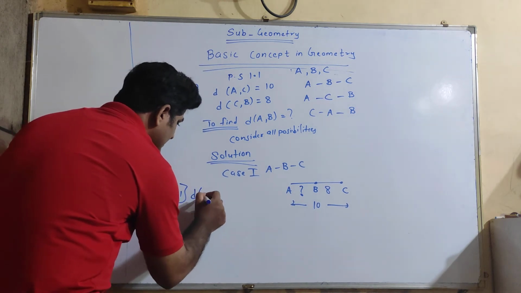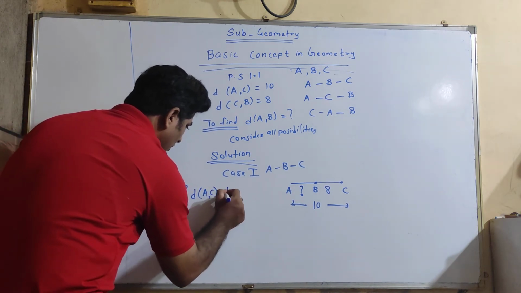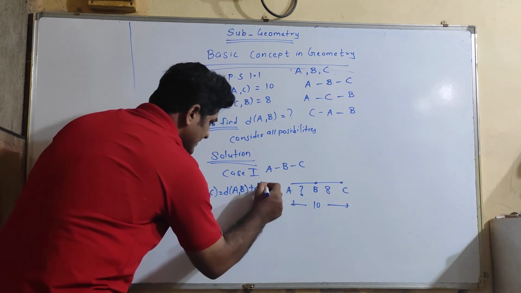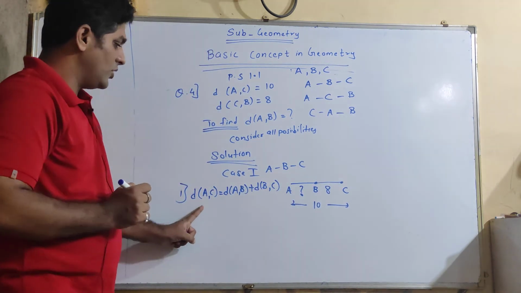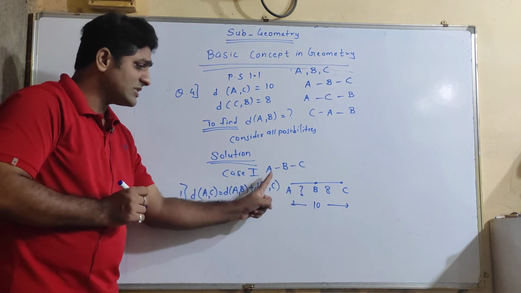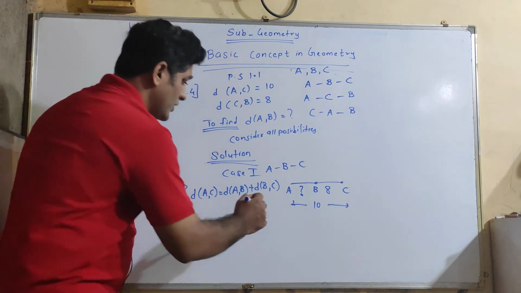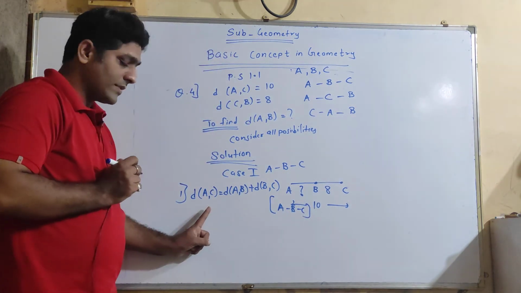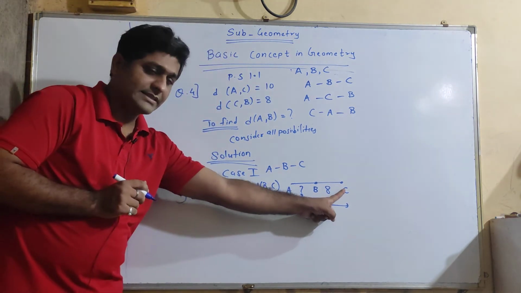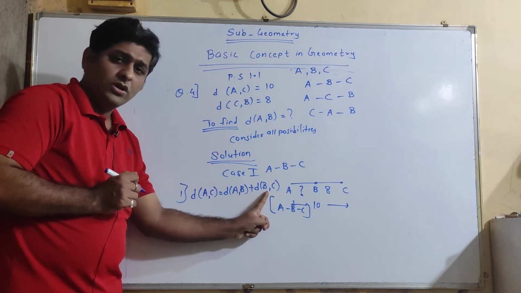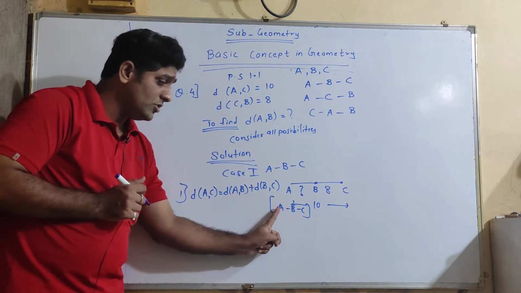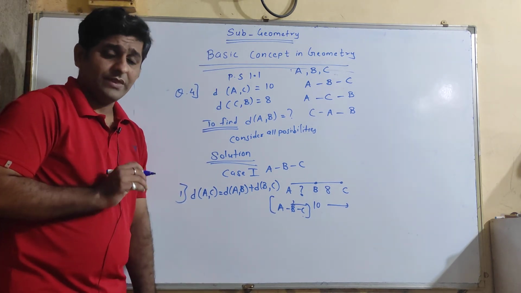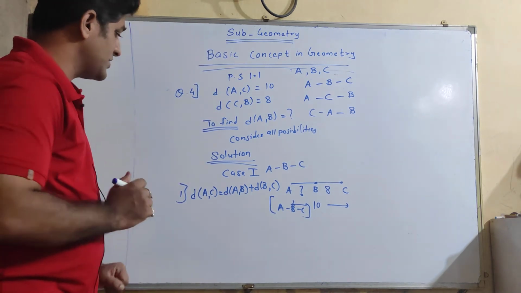So distance AC is equal to distance AB plus distance BC. Okay students, this is according to case 1, A-B-C. So in bracket write down the reason A-B-C. That is, a greater distance is equal to the sum of the 2 smaller distances, and this is according to betweenness property A-B-C. Is it clear students? Now let us substitute the value.